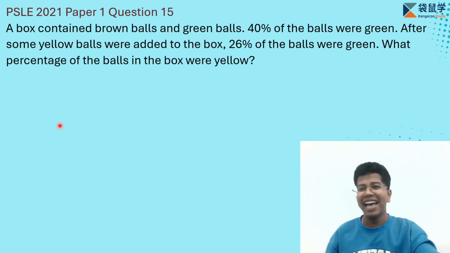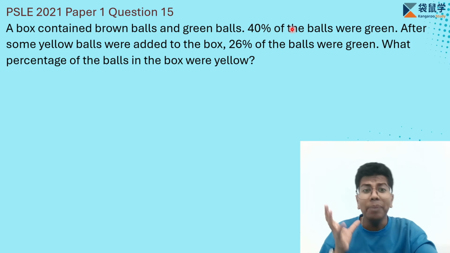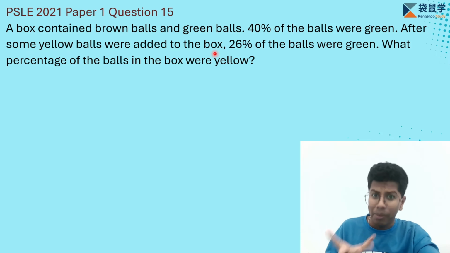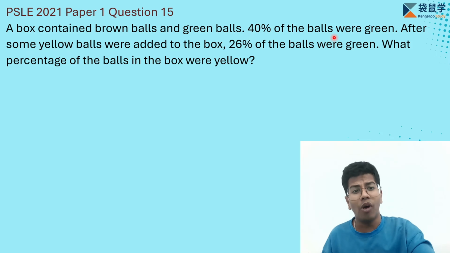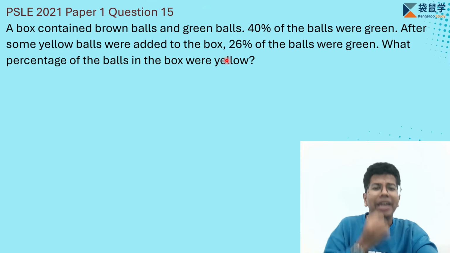The question says, a box contained brown balls and green balls. 40% of the balls were green. After some yellow balls were added to the box, 26% of the balls were green. What percentage of the balls in the box were yellow?